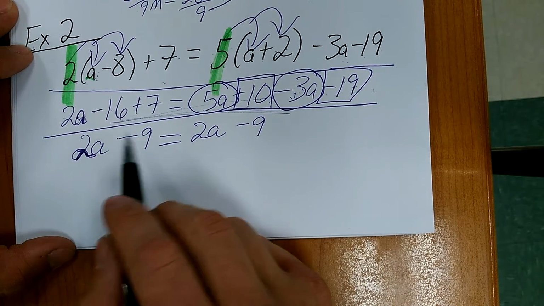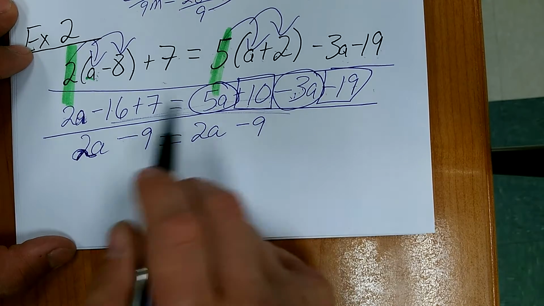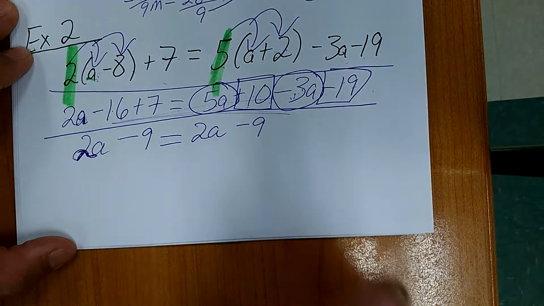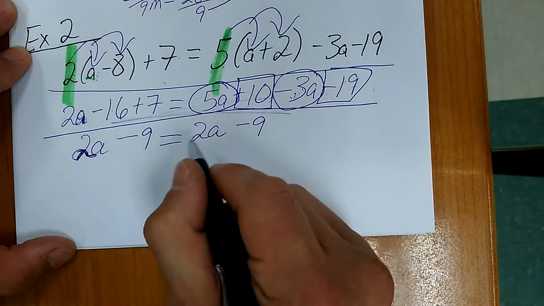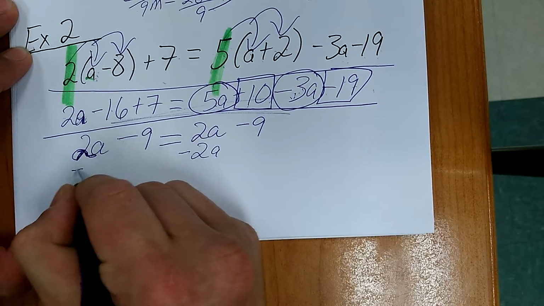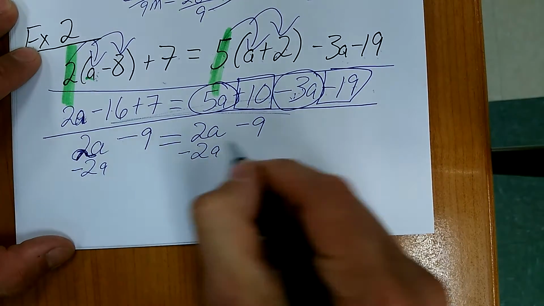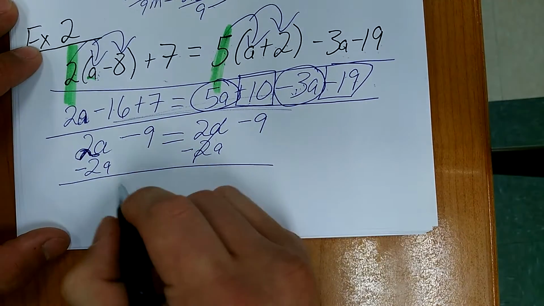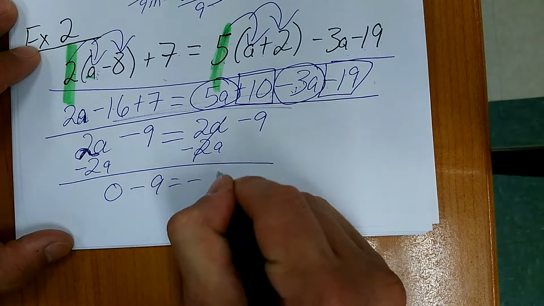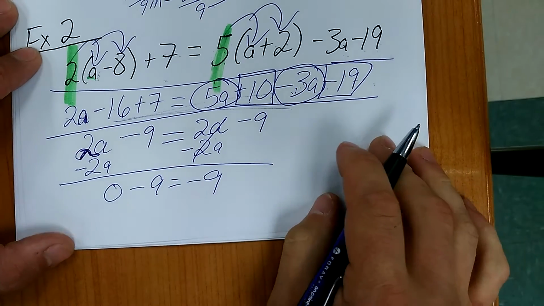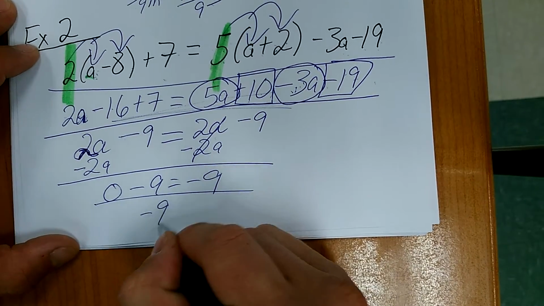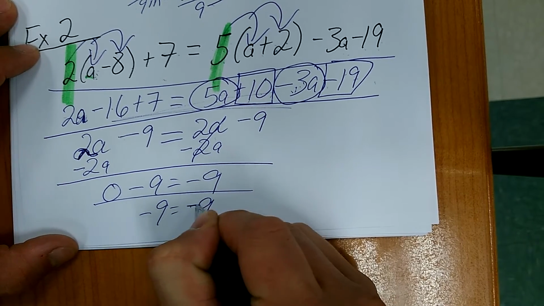To where we can start to move stuff from one side of the equal sign to the other. So what I'm going to do first is subtract my 2a from both sides. This cancels out over here, and now I'm left with 0 minus 9 equals -9. Well, 0 minus 9 is -9, equals -9.